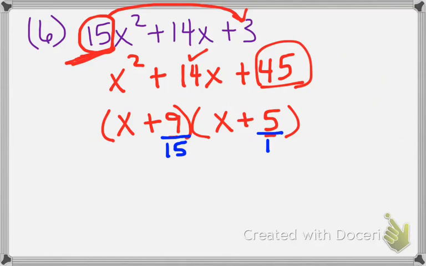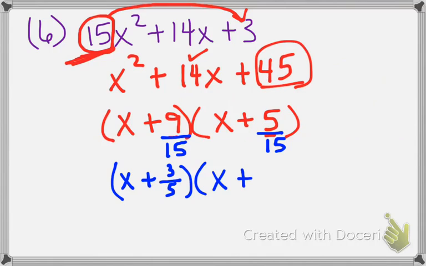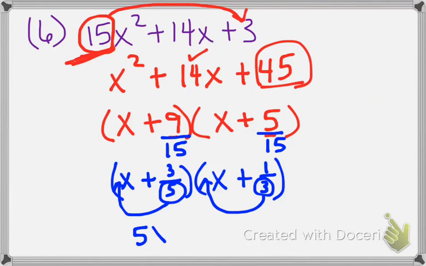We're taking the 9 and dividing it by 15 and taking the 5 and dividing it by 15. And I'm going to simplify these. So x plus 9 over 15 reduces to be 3/5, and 5 over 15 reduces to be 1/3. And since neither of those are whole numbers, I'm going to take the denominator and squeeze it in front of the x. So that makes this be 5x plus 3 and 3x plus 1.